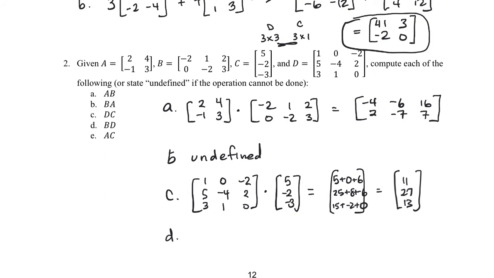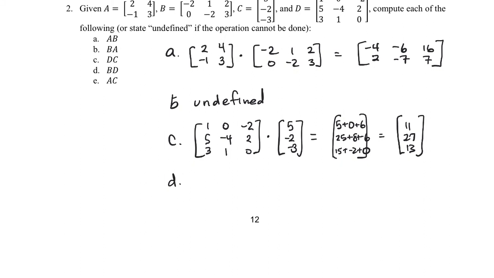Okay, part D, B times D. So B, let's see, B times D. B is a 2 by 3. D is a 3 by 3. So the inner dimensions match, so it is possible. And the result of that is going to be a 2 by 3 matrix.